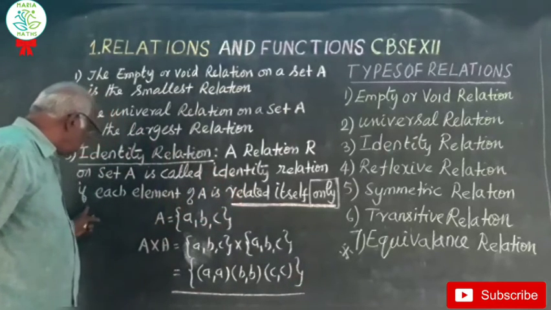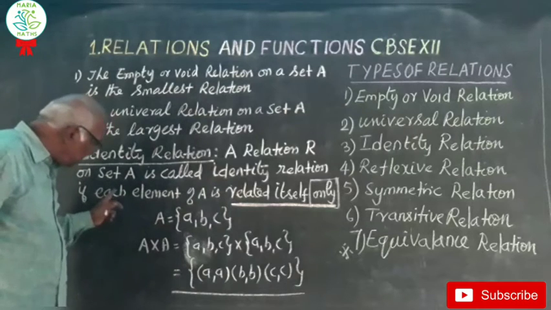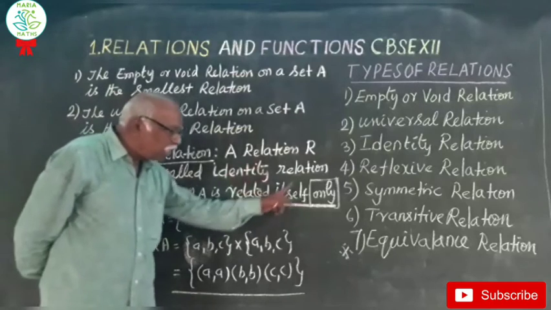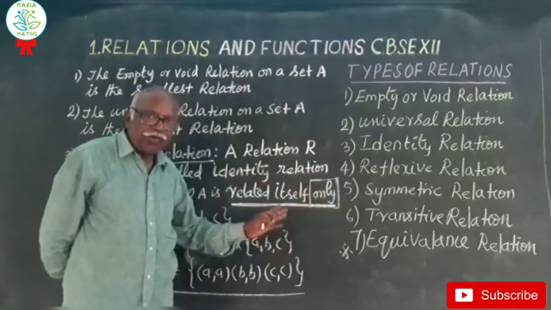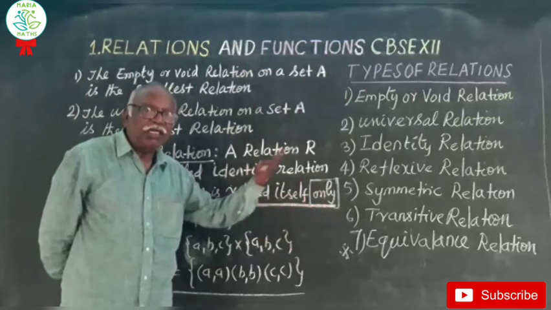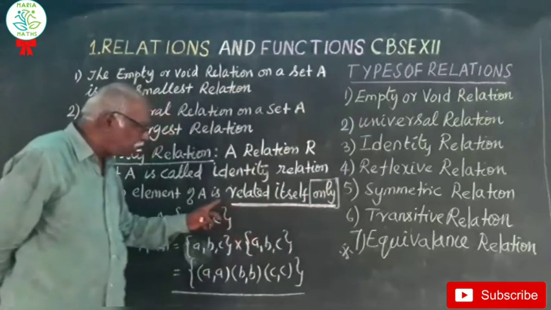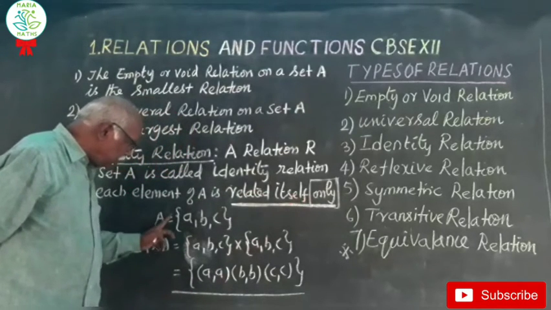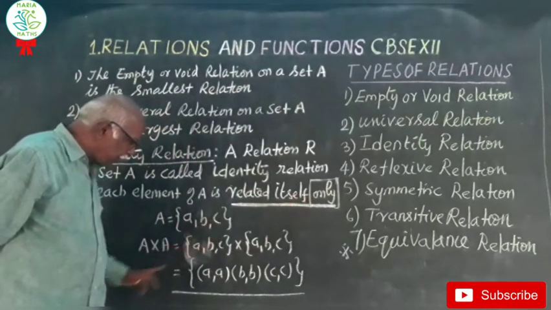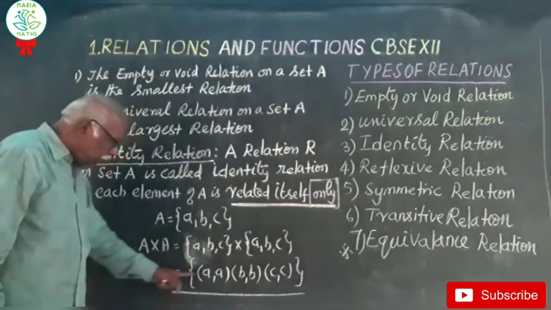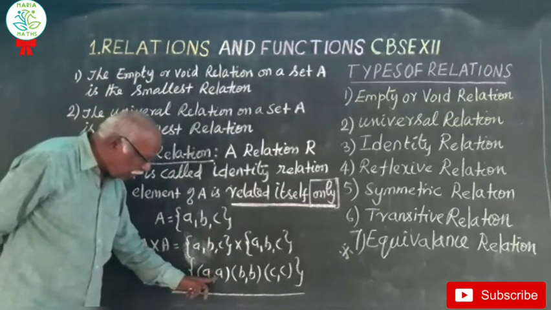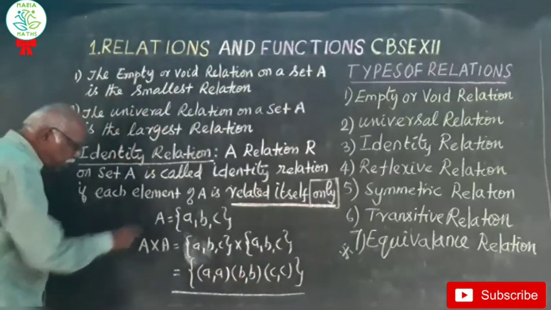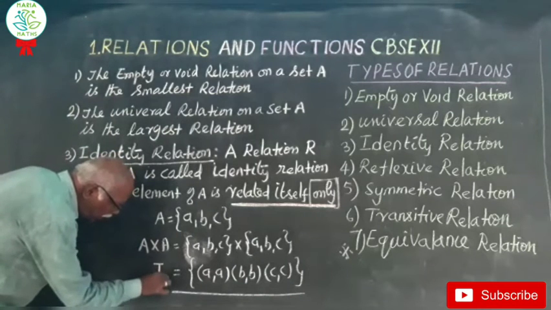In identity relation, each element of A is related to itself only, because it will be a bit confusing regarding reflexive relation. That is why be careful regarding related to itself only. Therefore, in set {a, b, c}, the identity relation is the ordered pairs (a, a), (b, b), (c, c). Generally, identity relation on set A is denoted by I_A.